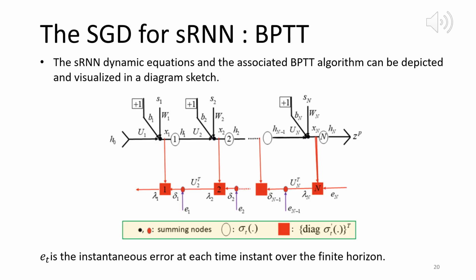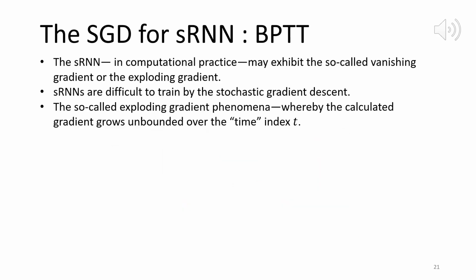The gradients associated with the RNN dynamic equations using the backpropagation through time are sketched in the figure shown in this slide, where V is set to the identity matrix and c is set to 0 such that they are omitted in the figure. When training the recurrent neural network using the stochastic gradient descent, we may encounter the vanishing gradient or the exploding gradient problem. As a consequence, recurrent neural networks may be difficult to train by the stochastic gradient descent in practice.